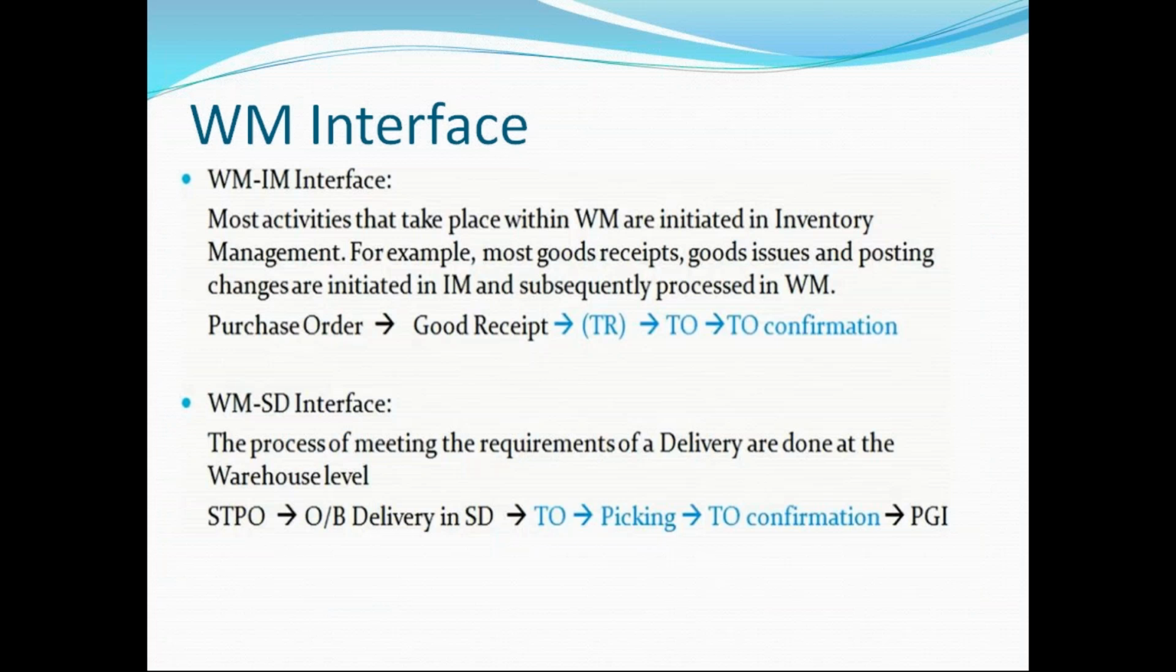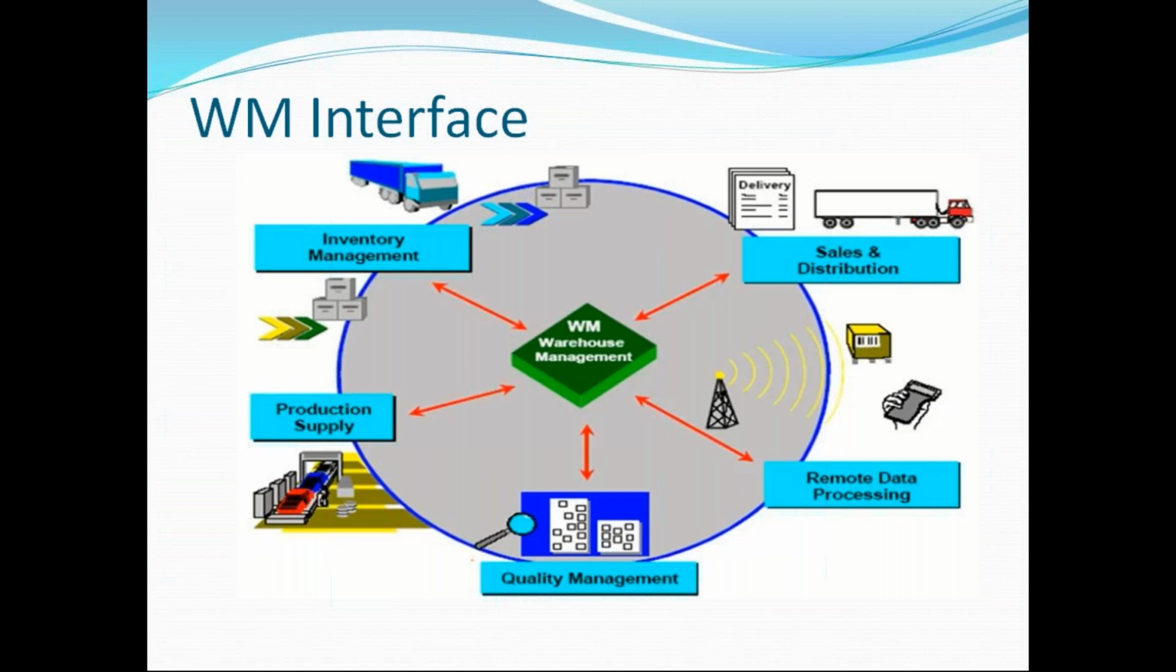How it is linked with the IM interface is that, as I explained in the inbound process, your procurement process can be of two types: internal procurement or external procurement. Internal procurement means you are procuring your material from your own manufacturing plant. That means your company will be producing a semi-finished or finished item for your plant, and this material will be kept in the warehouse management system.